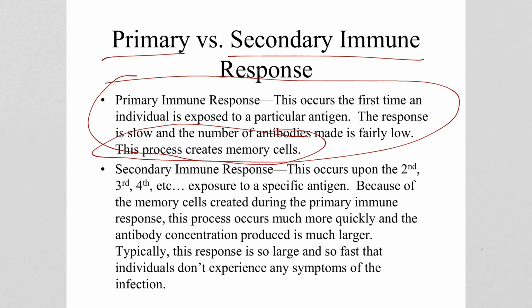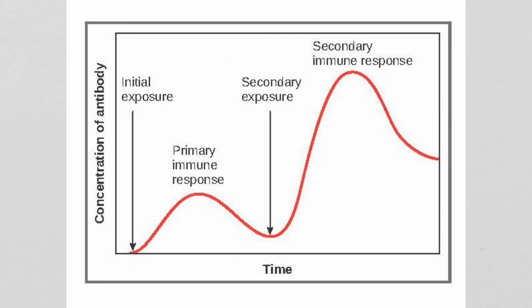So let's say that years later you're exposed to the same germ, the same pathogen or antigen. Your immune response, the second, the third, the fourth, the fifth time, is called the secondary immune response. And because of the presence of those memory cells, this response happens much faster, and the antibody concentrations that are made are much, much higher. This response is typically so large and so fast that you never experience any kind of symptoms from infections after the first one. So on this next slide, we'll see a diagram that sort of shows this.